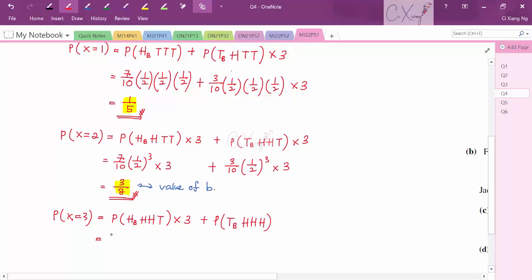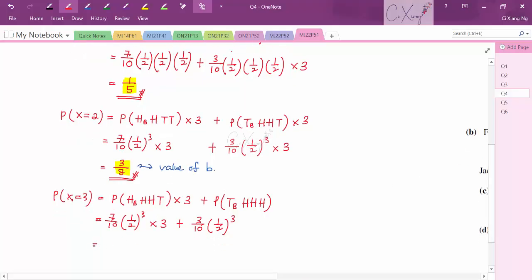To get a head on the biased coin, it will be 7/10. Then to get anything on the fair coin, it will be 1/2 power 3, then times 3. For this one, if you are having the probability of tail on the biased coin, then it will be 3 over 10 multiplied with 1 over 2 and power 3. So from here, the value of C that I get is 3 over 10. Alright, so this is the value of C.